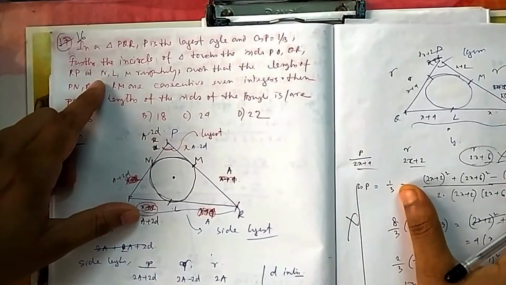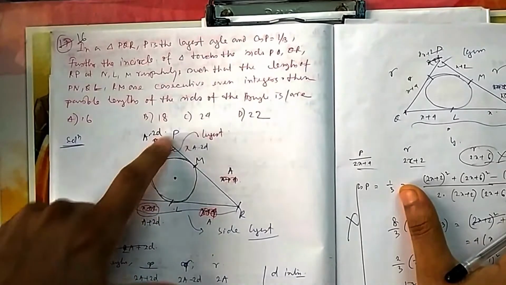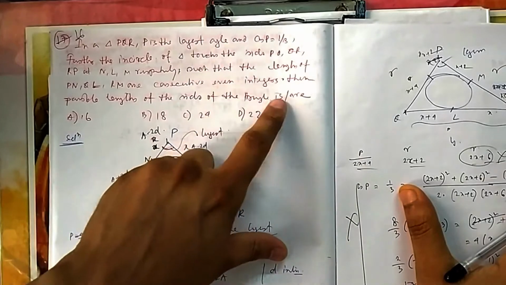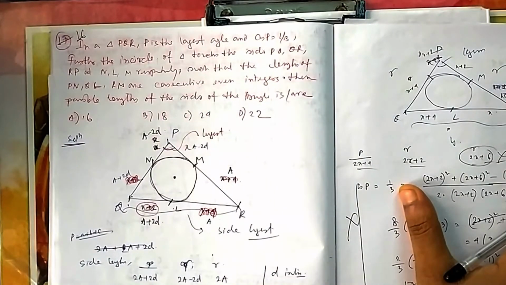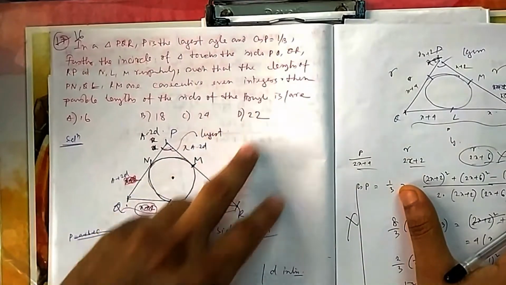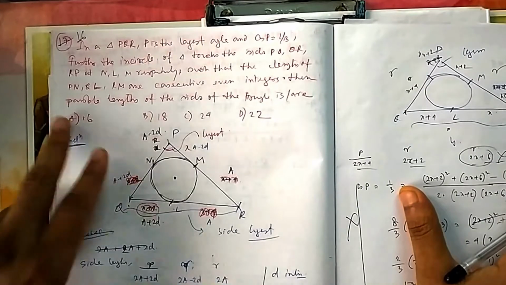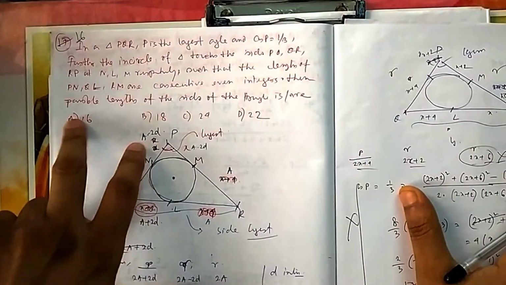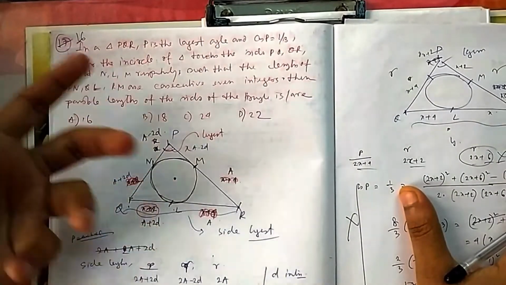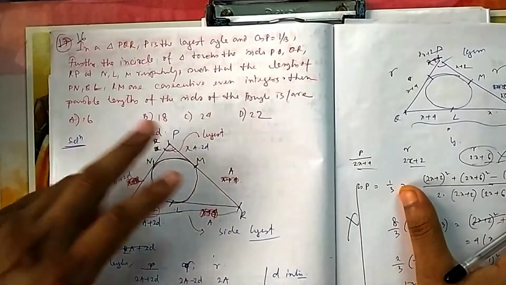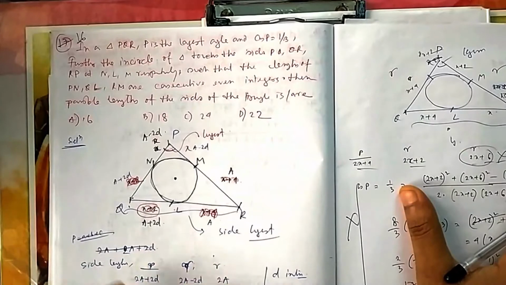and then QL, PN, this length, and RN, this length, they are consecutive even integers. They are consecutive even integers. Suppose 2, 4, 6, or 6, 8, 10. Then what are the possible lengths of the sides of the triangle? Again, it is a multiple correct answer. Which one of these options can be a side of a triangle? That is the question. If you find the sides of the triangle, which one can it be? Option 1 or 2, 3 can be.